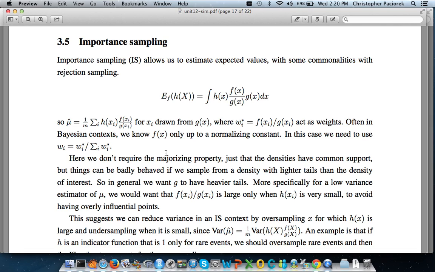Given that I'm now taking draws from g, I can come up with a Monte Carlo estimator for this new quantity that I'm trying to estimate, which is h times this ratio. Here's my new Monte Carlo estimator. For any given x that I draw, I can calculate the density of x under f, and I can calculate the density of x under g. You can think of the ratio as just a weight. So instead of taking an unweighted average of the h of x terms, I'm taking a weighted average of the h of x terms.